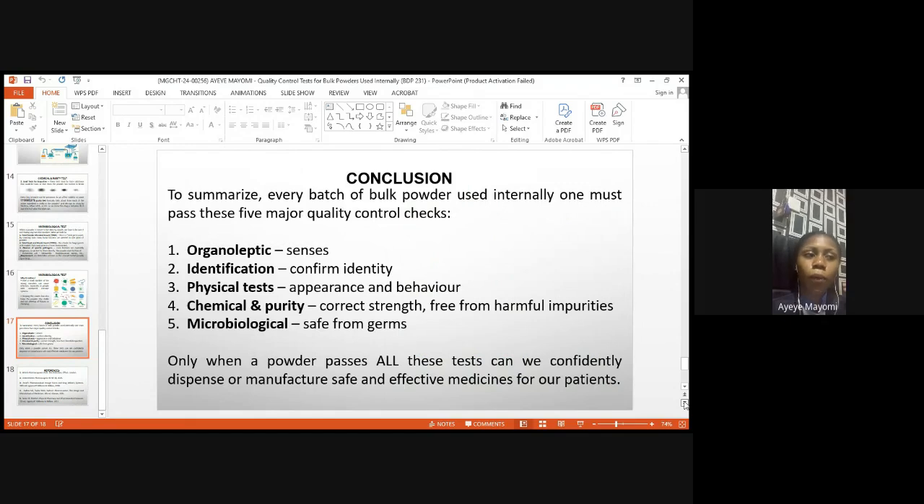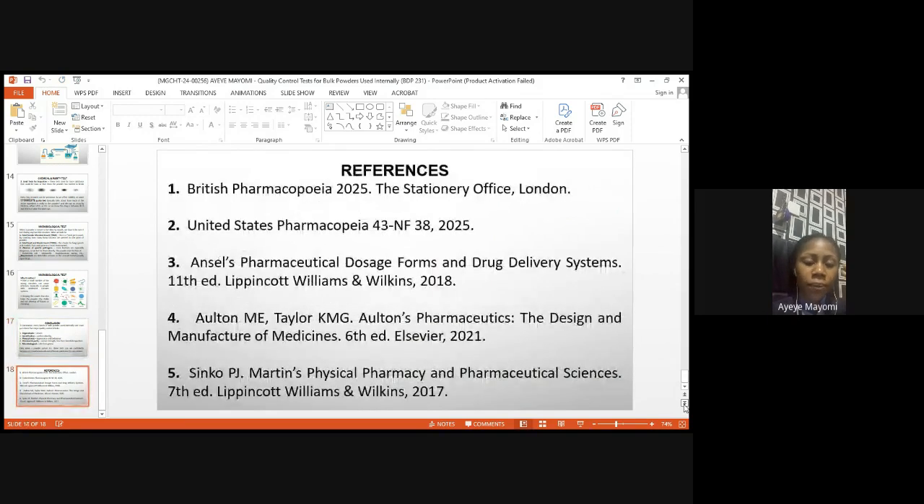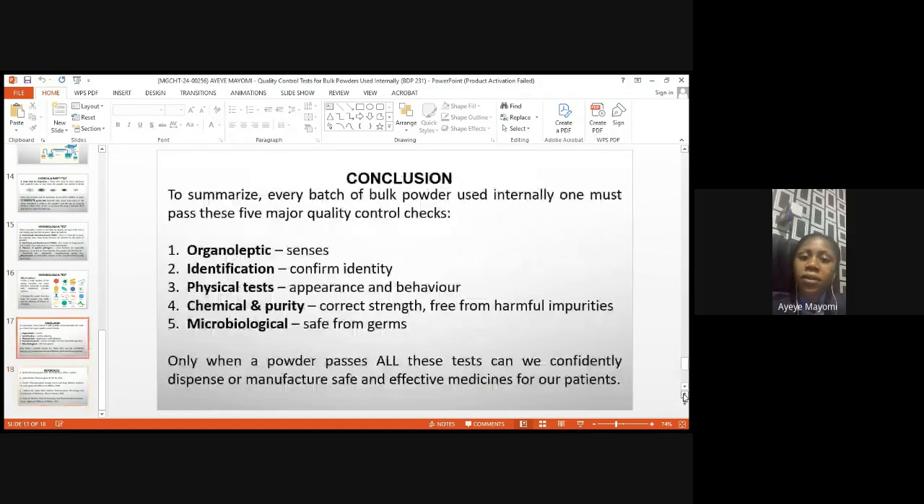If you are working with the correct strength and all that, then the microbial test: we have safe from germs, checking if it's hiding any microbes like Escherichia coli and all that. Only when the powder passes all these tests can we confidently dispense or manufacture safe and effective medicines to our patients. Then our references, we have British Pharmacopoeia.